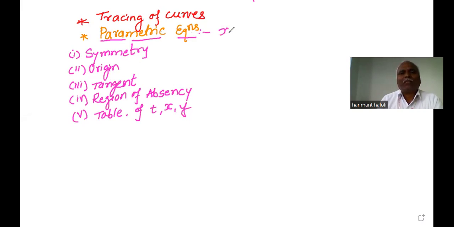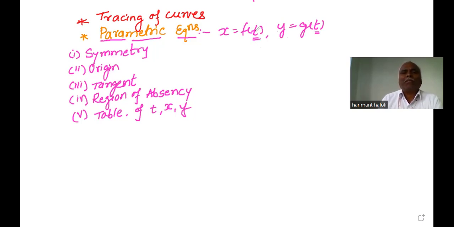Nothing but x is a function of one parameter, say t, and y is also a function of the same parameter, another function g of t. Here t is a parameter. t is the parameter for both the functions. Now, for such equations, how do we construct the curves?